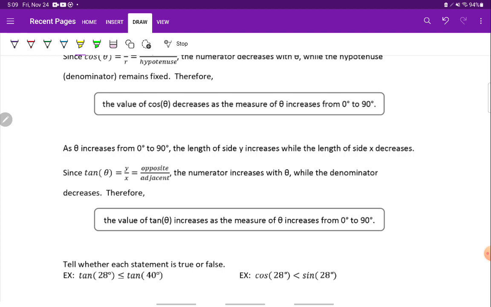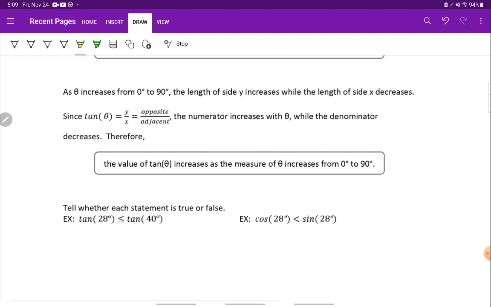Now, all these statements are only true for going from 0 to 90 degrees. We'll see something different as our angle increases from 90 to 180 degrees.